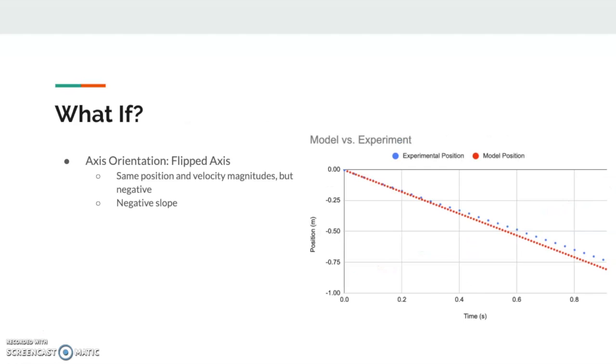The question was posed as to what would happen if the axis orientation was flipped. As seen here in this graph, the position magnitudes would be the same, but they would be negative instead of positive. This would alter the overall velocity in that it would have the same magnitude but be negative. This is seen in the negative slope of the graph.